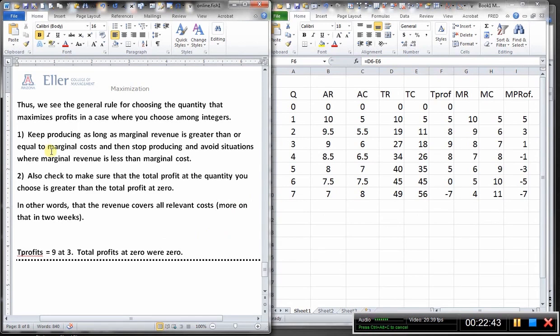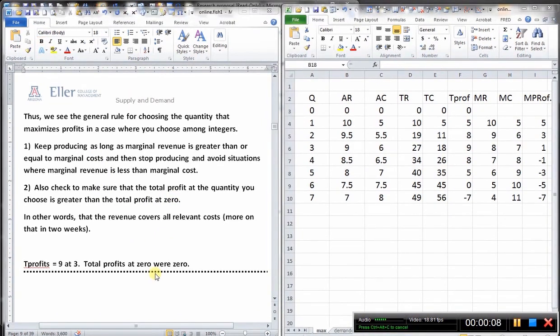General rule: keep going as long as marginal revenue is greater than marginal cost, and then check to make sure the total profit at that quantity is greater than the total profit at 0. Our next move then is to work our way through the maximization issues using graphical techniques with marginal revenue and marginal cost.